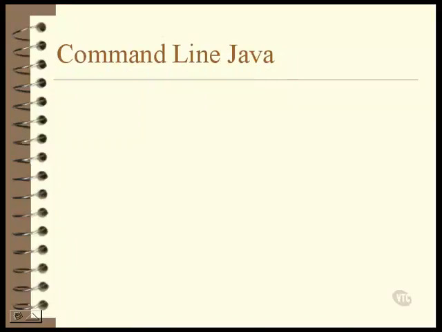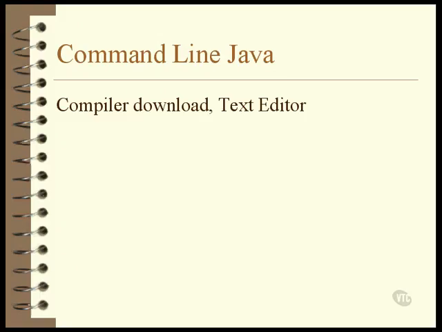If you want to write Java programs using a text editor and the command line compiler, this lesson is going to tell you what you need to do to get ready. There are only three things to consider. You need to download the compiler, decide on a text editor, and set the path variable. Once you've completed these three steps, you're ready to start writing and compiling Java programs.